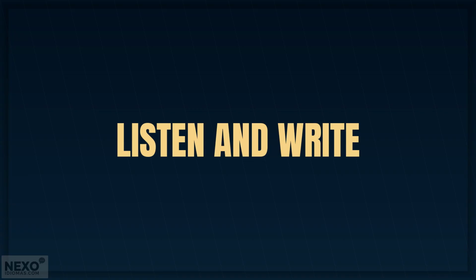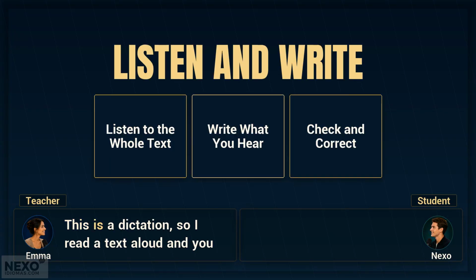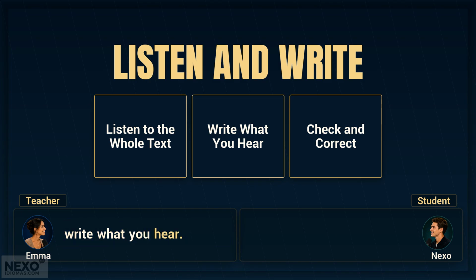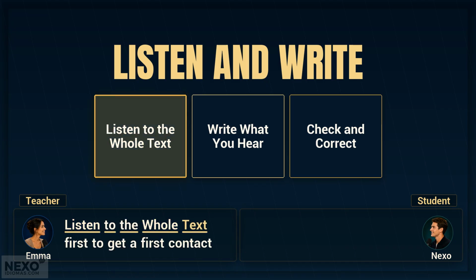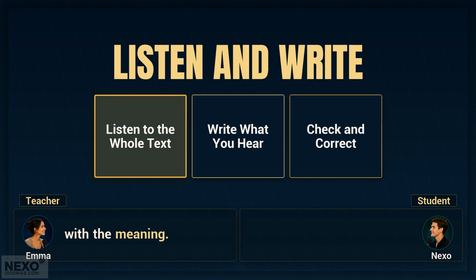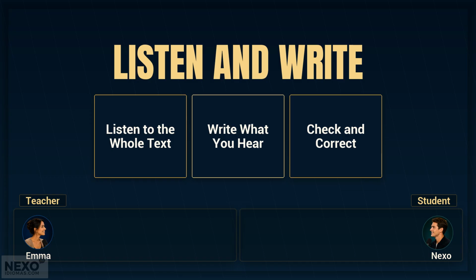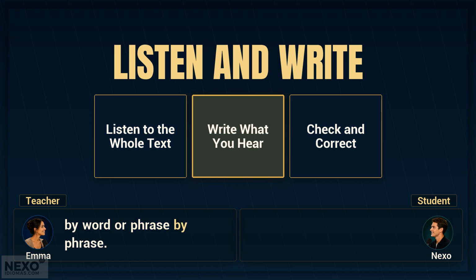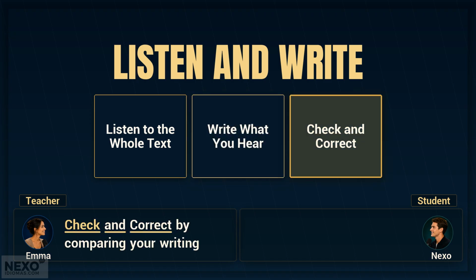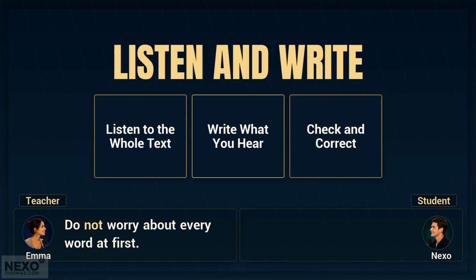Listen and write. This is a dictation, so I read a text aloud, and you write what you hear. I will listen carefully and write the words. Listen to the whole text first to get a first contact with the meaning. Write what you hear during the dictation, word by word or phrase by phrase. Check and correct by comparing your writing with the original text. Do not worry about every word at first.